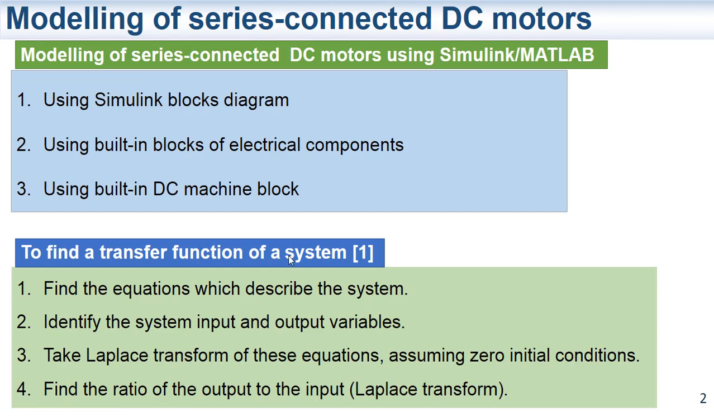To find the transfer function of the system, we are following the same four steps. First, we have to find the equations which describe the machine, identify the input and output variables, and then take the Laplace transform of those equations. We're assuming that the system is a linear time invariant system. Now the transfer function of the system is a ratio of the output to the input variables.